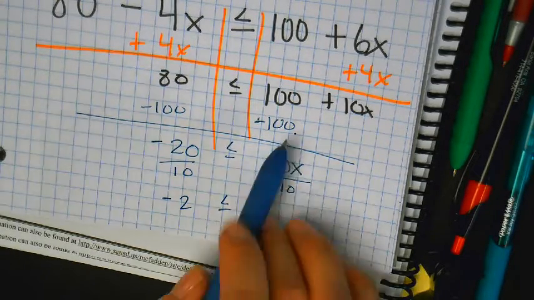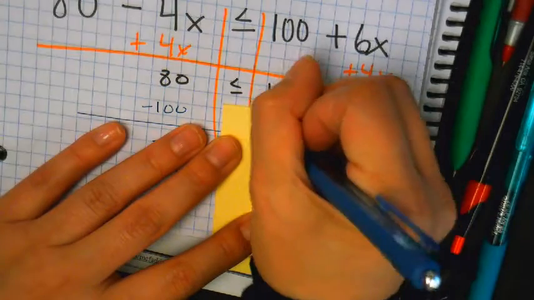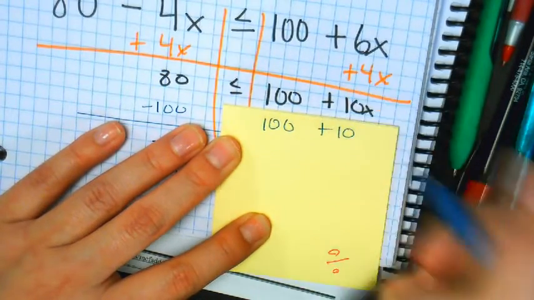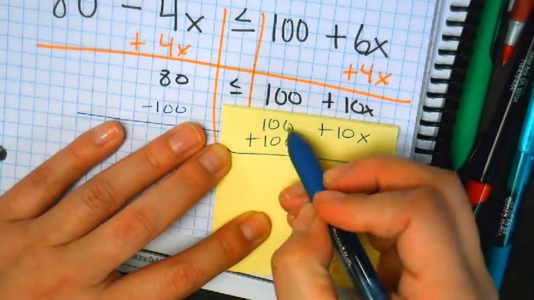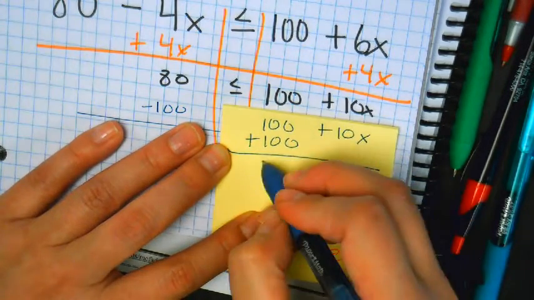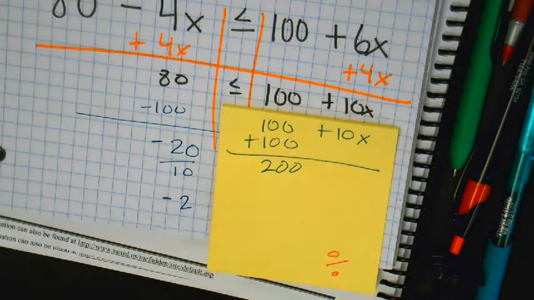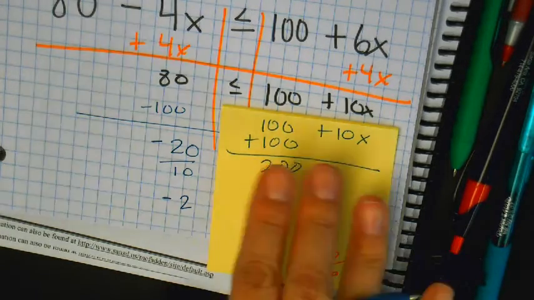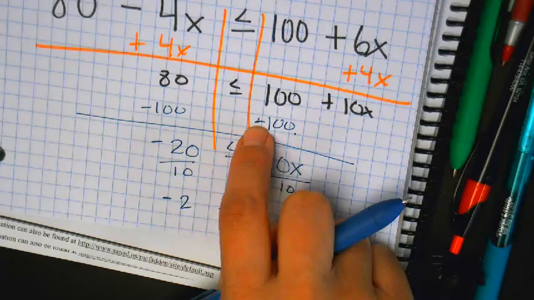So right here, if I were to make the mistake and go 100 plus 10x, and I go, oh, let me add 100. Does this give me 0? No, this gives me 200. It's like, oh, you just made a bigger problem. Let's not make a bigger problem. I'm trying to get zeros. How do I make this a 0? I do the opposite. Okay, minus 100.